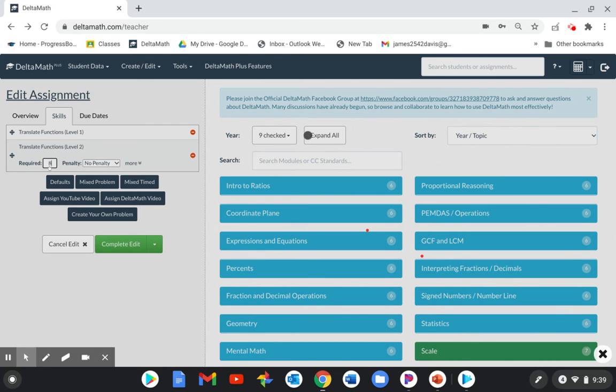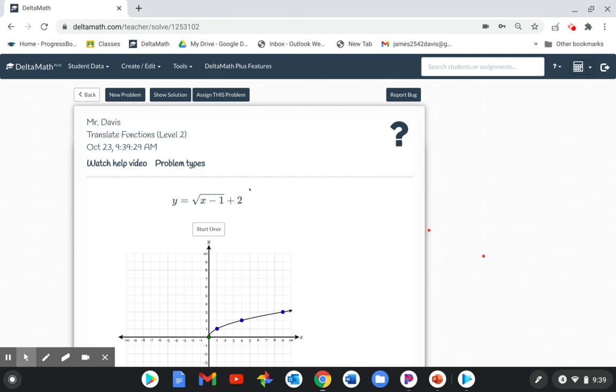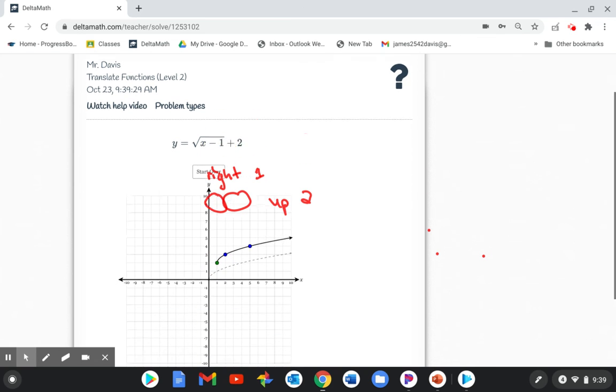And this one puts the two of them together. So we have both a vertical and a horizontal translation. So we're going to figure out two things here. So the square root function, we've got a -1 inside. That's going to tell us to move right 1. And we got a +2 on the outside, so that's going to tell us up 2. So we're going to click our green one, move it right 1 spot here, and then we're going to move it up 2. Boom. And that's all there is to it.